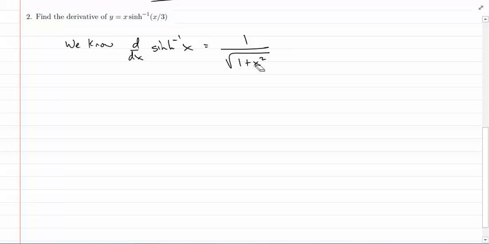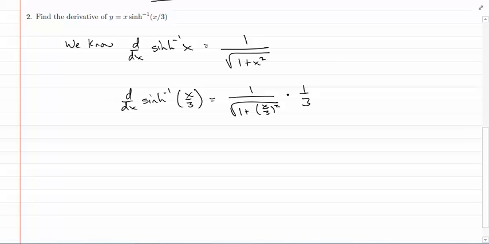So we replace x with x over 3 here, and we remember to multiply times the derivative of x over 3 because of the chain rule. Okay, so the derivative of inverse sinh of x over 3 is going to be 1 over the square root of 1 plus (x over 3) squared times the derivative of x over 3, which is 1/3. Very important to use the chain rule there.